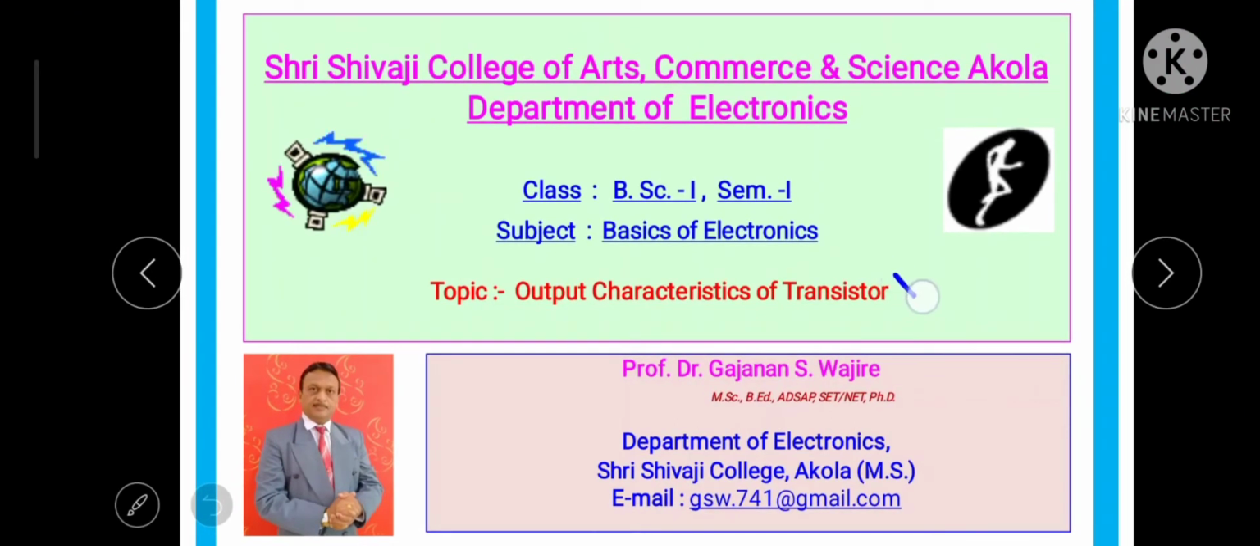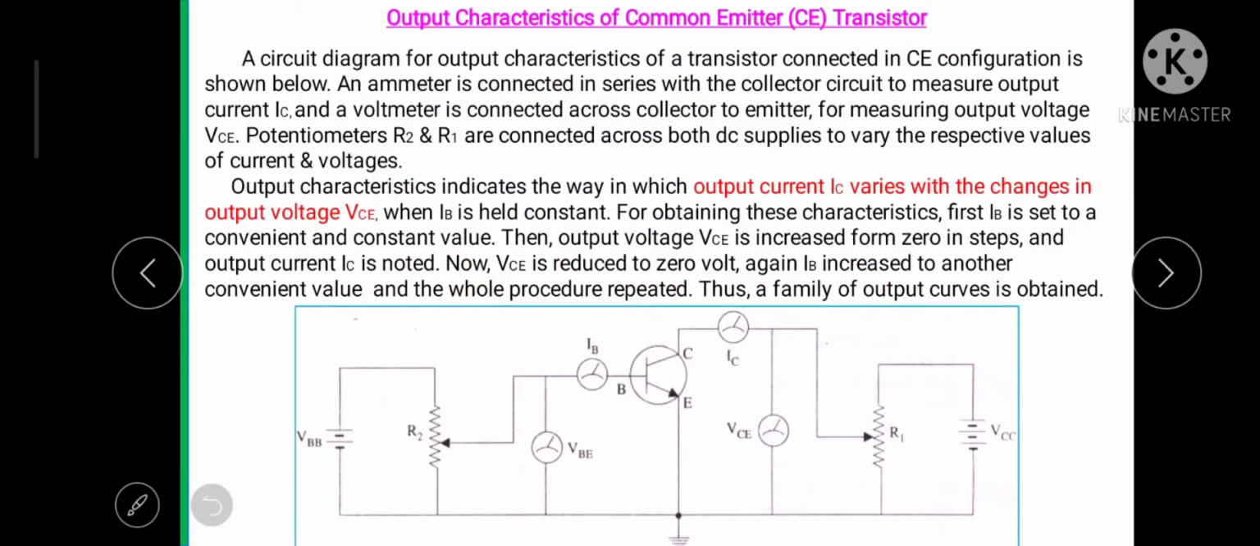Friends, today's topic for discussion is output characteristics of a transistor. Here, a simple circuit diagram for output characteristics of a transistor connected in CE configuration is shown below. As shown in this circuit diagram, here is an NPN transistor which is connected in common emitter mode. That means CE mode. CE in the sense this emitter terminal is common towards input side as well as it is common towards output side.